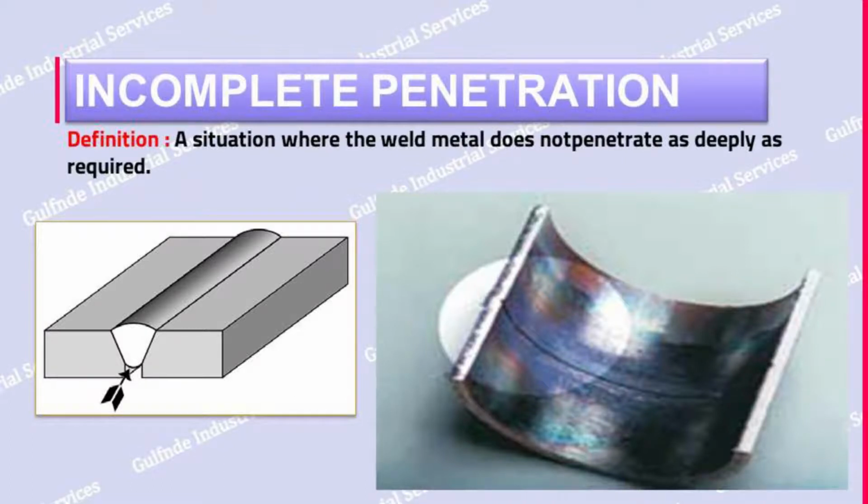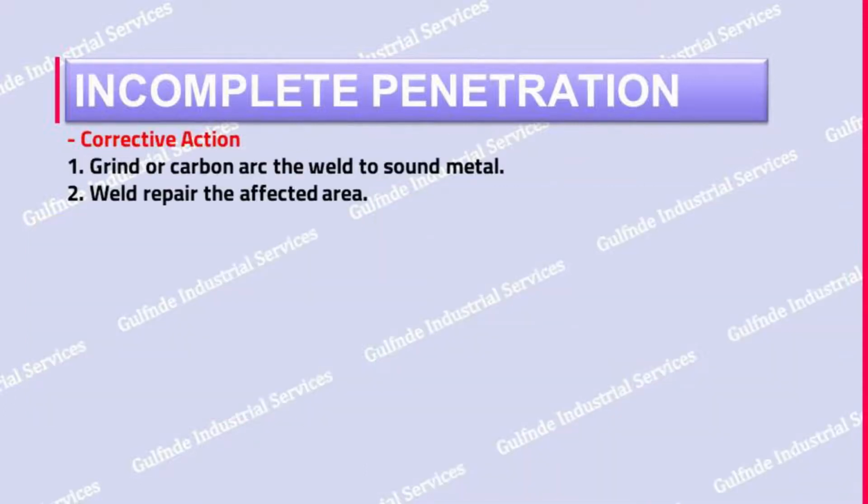Definition of incomplete penetration is a situation where the weld metal does not penetrate as deeply as required. What is corrective action for incomplete penetration? 1. Grind or carbon arc the weld to sound metal. 2. Weld repair the affected area.